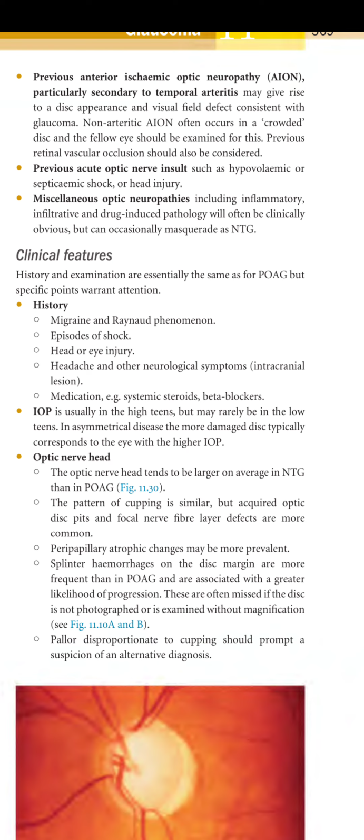So optic nerve head. There are some changes in the optic nerve head that slightly distinguish it from that of POAG. The optic nerve head tends to be larger on average in normal tension glaucoma than in POAG. The pattern of cupping is similar, but acquired optic disc pit and focal nerve fiber layer defects are more common. Peripapillary atrophic changes may be more prevalent. Splinter hemorrhages on the disc margins are more frequent than in POAG and are associated with a greater likelihood of progression. These are often missed if the disc is not photographed or is examined without magnification. Pallor disproportionate to cupping should prompt a suspicion of an alternate diagnosis.